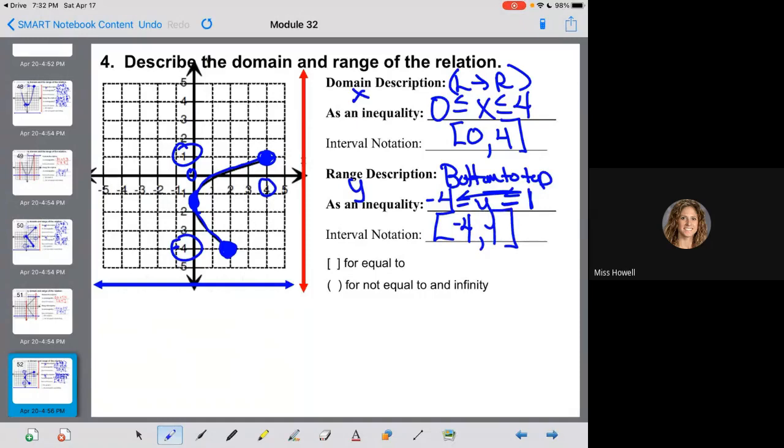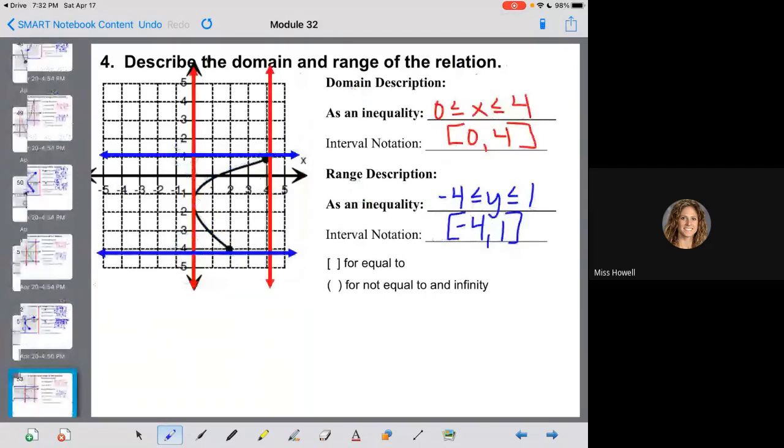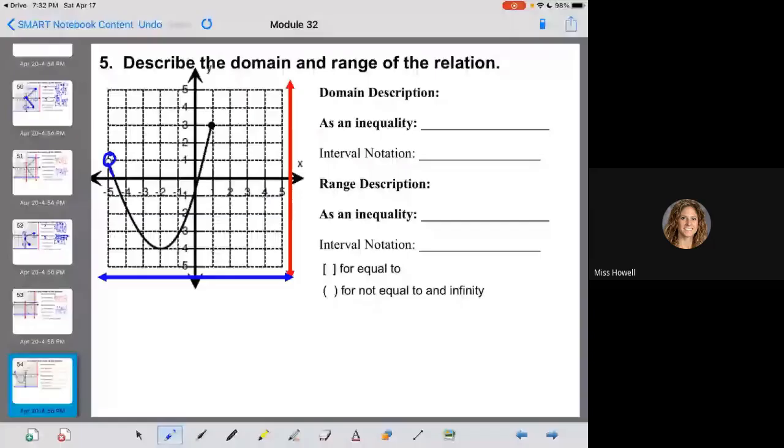All right, number 5, we have an open circle here. And then our graph goes down like so, and then up to here. Left to right is our x values, called the domain. So this is our farthest left, it's at -5. This is our farthest right, it's at +1. So x can be everything between -5 and +1.